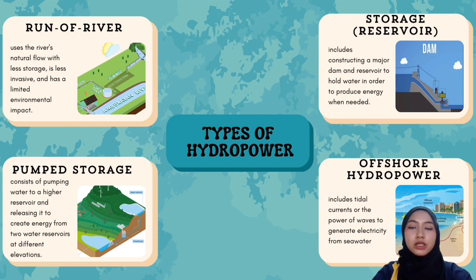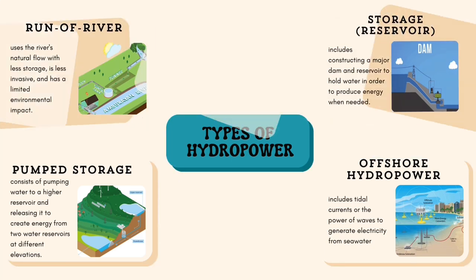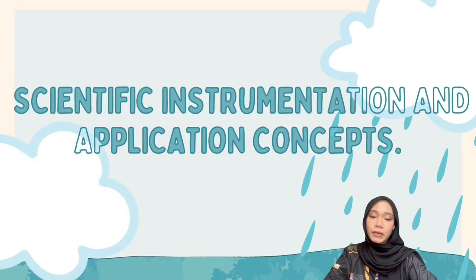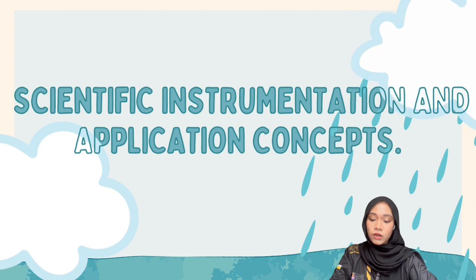Secondly is pumped storage hydropower, which consists of pumping water to a higher reservoir and releasing it to create energy from two water reservoirs at different elevations. Next is storage hydropower, which includes constructing a major dam and reservoir to hold water in order to produce energy when needed. Lastly, there is offshore hydropower, which includes tidal currents or the power of waves to generate electricity from seawater.